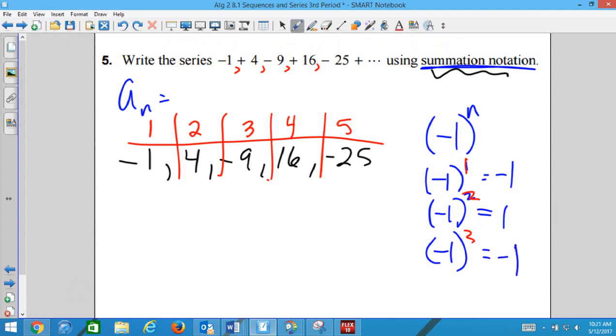Is that following the pattern? Do I have a negative first, then a positive second, then a negative third? Okay, so that part is part of our answer. -1 to the n is part of our answer. Now we've taken care of the negative positive thing. Yes?